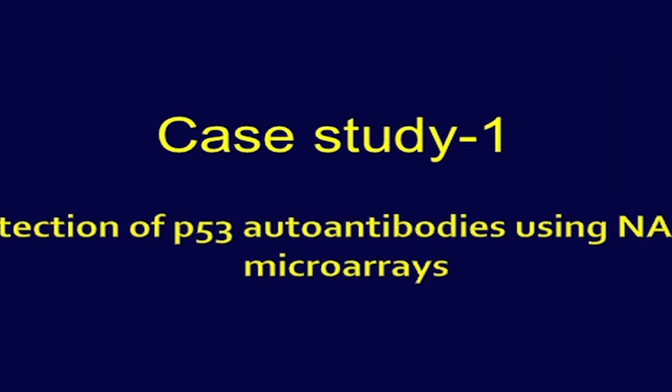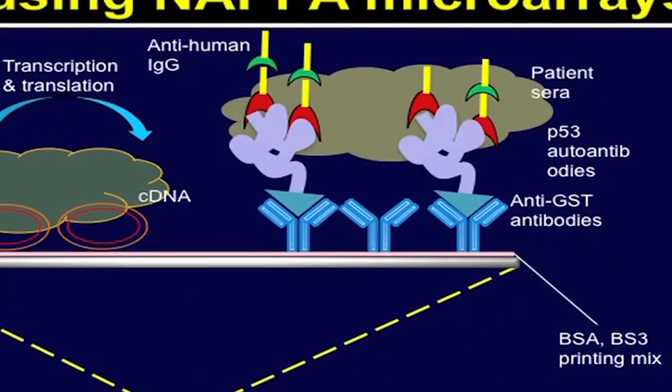This study was performed by Anderson et al. Antibodies to several tumor antigens are identified in breast cancer patients. However, there is very little knowledge about the specificity and the clinical significance of the antibody immune repertoire in breast cancer patients. Anderson et al. adapted a specific detection of autoantibodies in breast cancer patients by using nucleic acid programmable protein arrays. This slide provides an overview of detection of P53 autoantibodies using the NAPA microarray approach. So, let us discuss this study in the following animation.